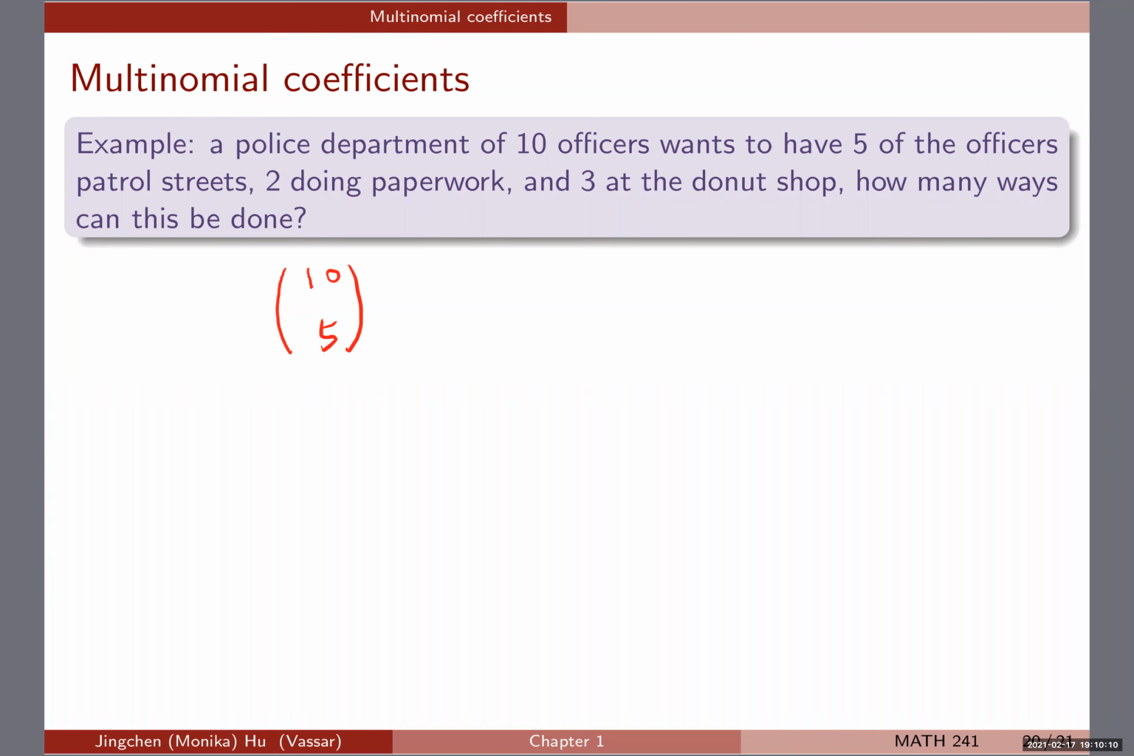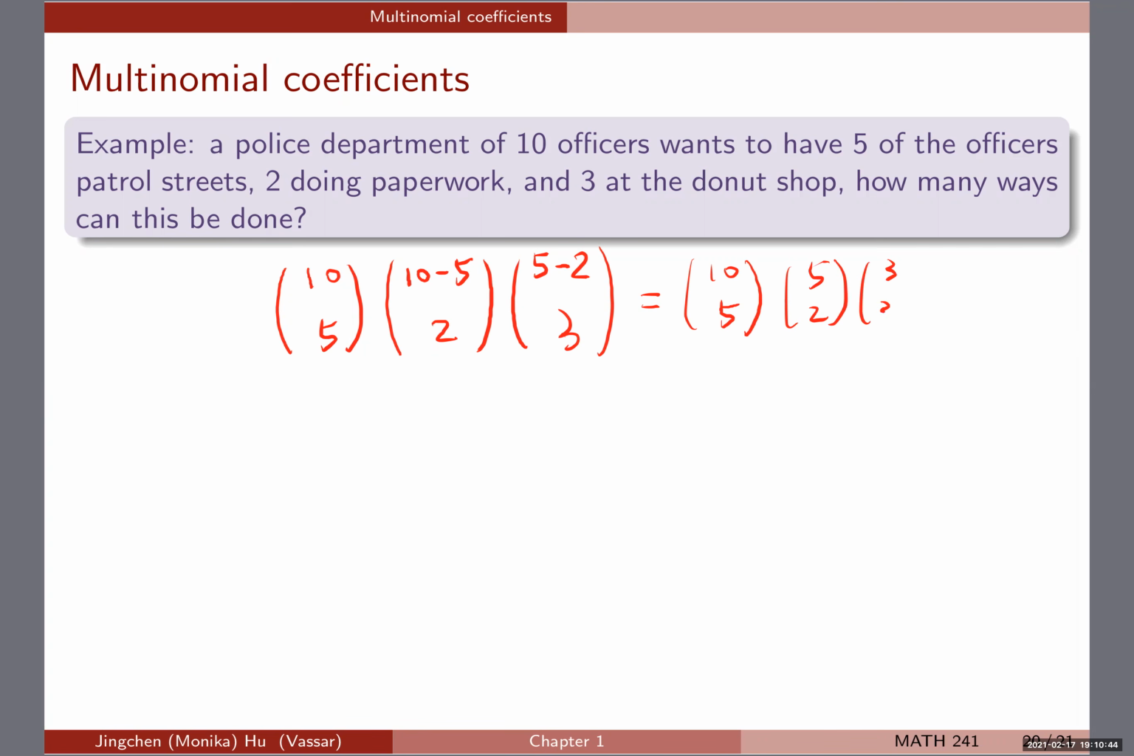And the next step is, once we have chosen the 5, we have 5 remaining, right? So we can write that as 10 minus 5, and we are choosing 2 of them to do the paperwork. And for the last one, we know that we have 5 minus 2 remaining, and all of them will be at the donut shop, right? To write it more completely, this is what we do, but we can quickly reduce this into 10 choose 5 times 5 choose 2, and then times 3 choose 3.